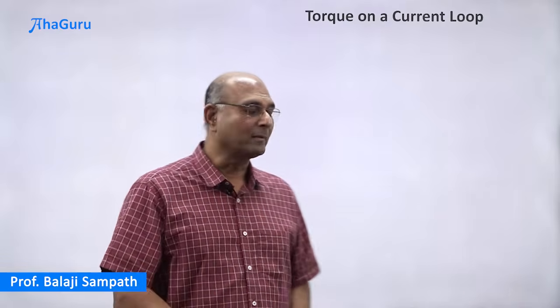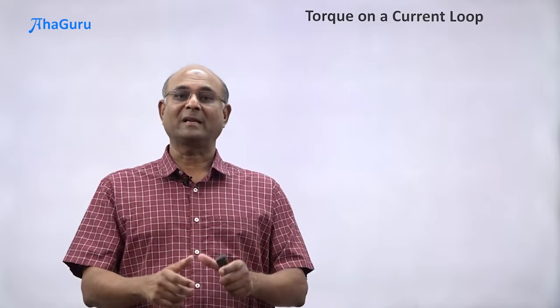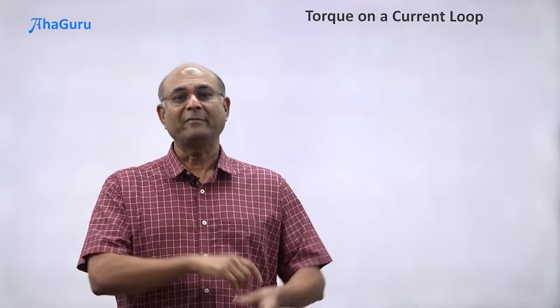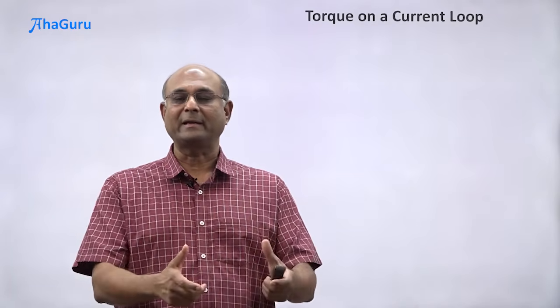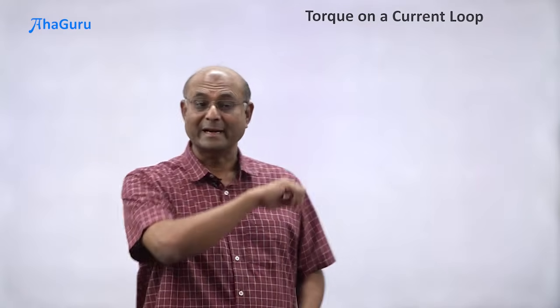We are now going to learn about the torque that acts on a current loop. Now, a current loop, we already know it behaves like a magnetic dipole. And we know the torque acting on a magnetic dipole is M cross B. So we can use the same formula. Let us try and understand that.